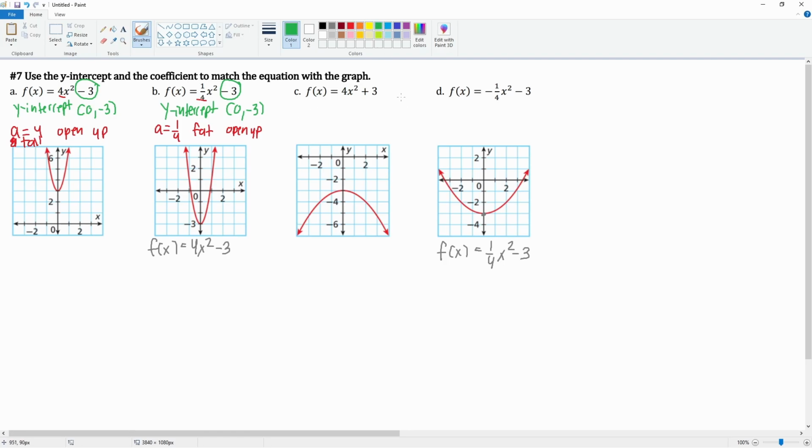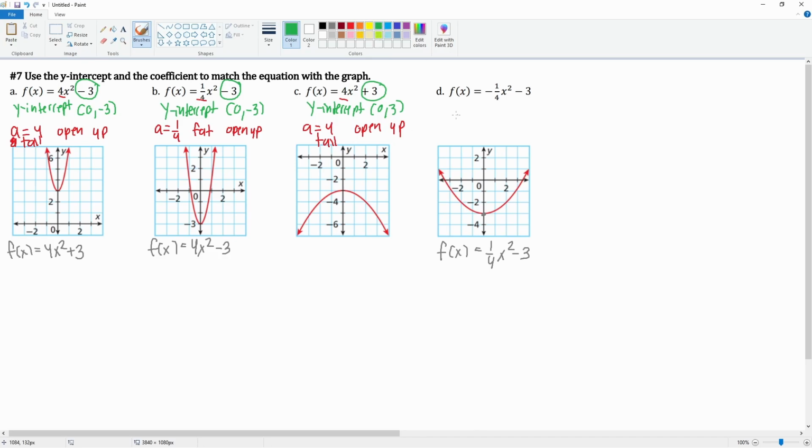Next one, let's find the y-intercept here. So the y-intercept is the value of (0, 3). And then a, which is 4. This is going to be very tall, and it's going to open up. All right? And that would be this one, the first one. f(x) = 4x² + 3.